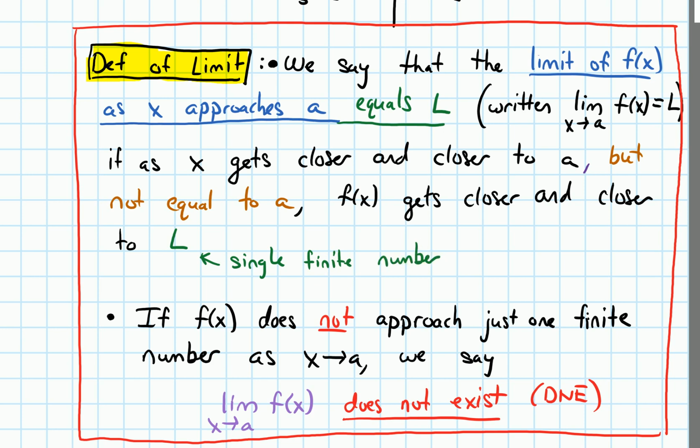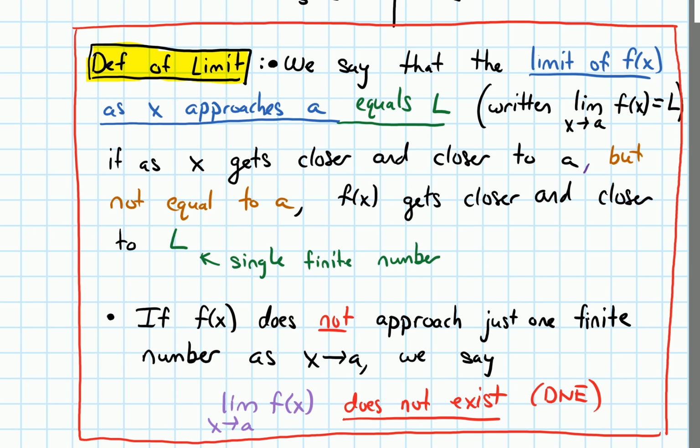So we can't have a situation where our function is getting close to 3 different numbers. That would be bad. It's got to be getting close to just one, just a single finite number. And if that happens, we say that the limit as x approaches a of f of x equals L.